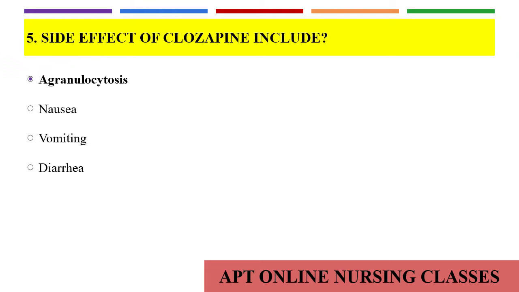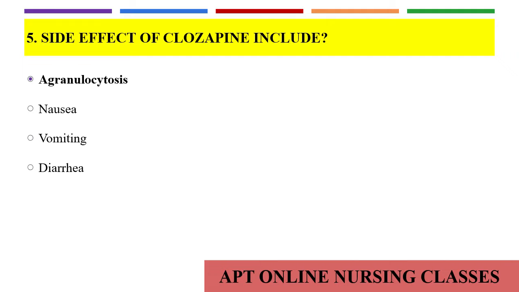Question number 5 says side effect of clozapine include. Basically ये जो clozapine drug है, it is used for the treatment of schizophrenia. Yes, it is used for the treatment of schizophrenia and the side effect for this drug is agranulocytosis. Yes, agranulocytosis is one of the common side effects caused by clozapine.